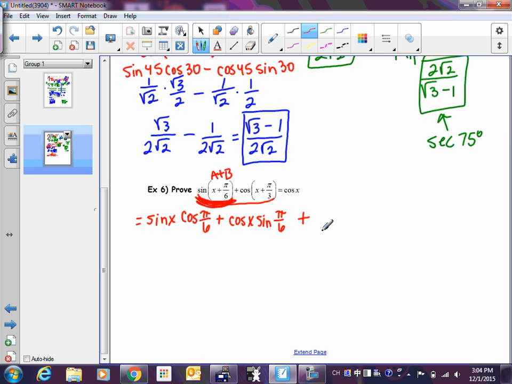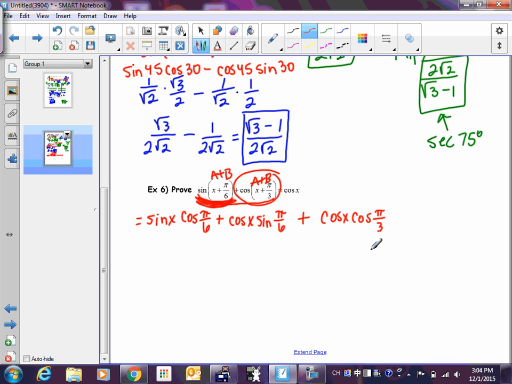Now everything I wrote is just for this first one. Okay, so I'm going to write a big plus, and now I'm going to come over here and do this one. So which formula am I looking up now? Cosine of A plus B. So we've got to look up that formula. So cosine of A, so cosine of x, cosine of B.